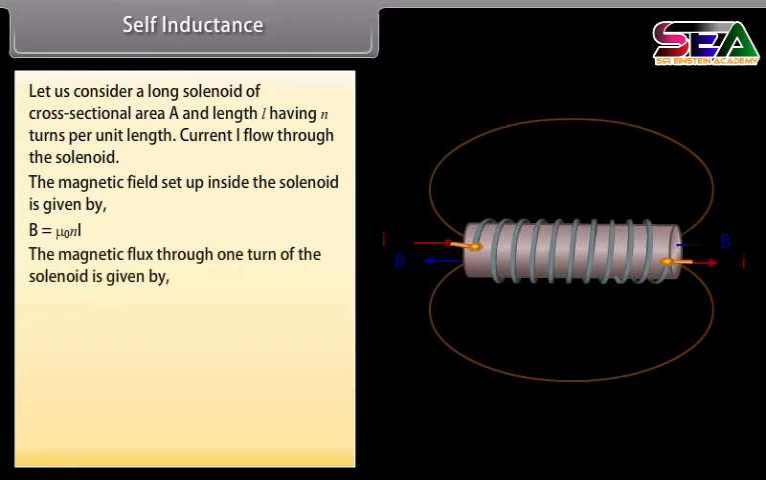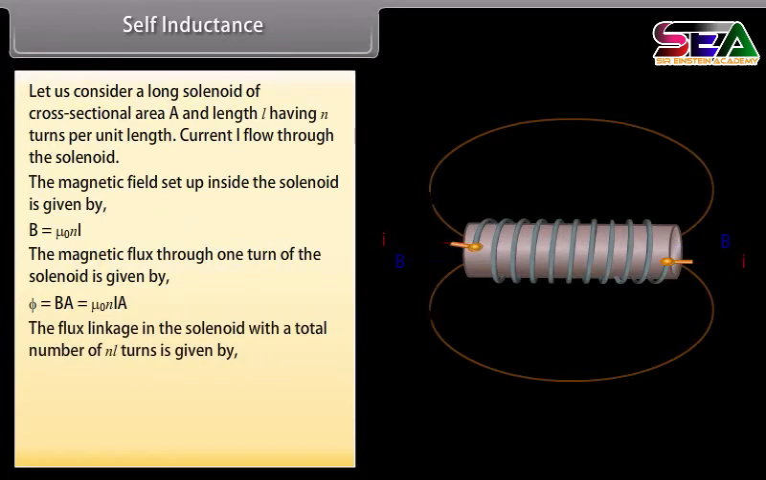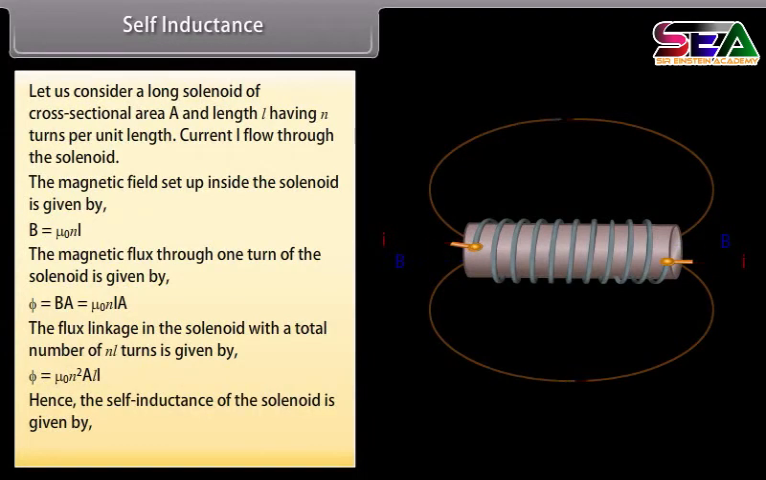The magnetic flux through one turn of the solenoid is given by the product of mu naught, N, I and A. The flux linkage in the solenoid with the total number of NL turns is given by mu naught N square A L I. Hence the self-inductance of the solenoid is given by mu naught N square A L.